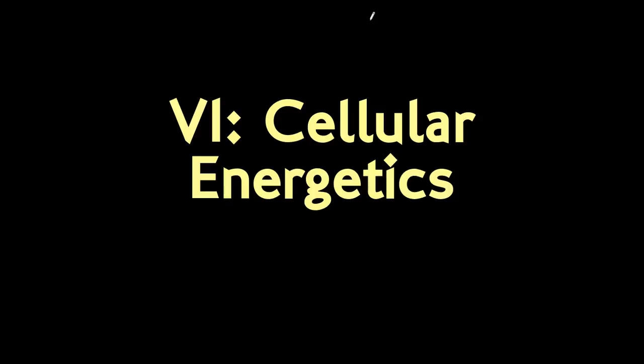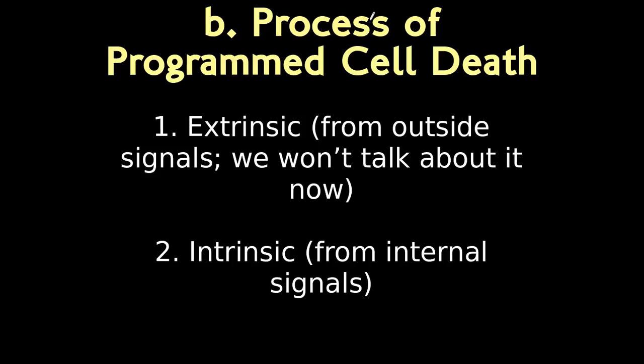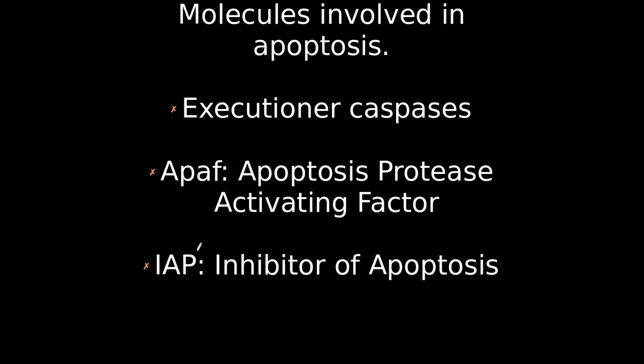So we're going to continue the conversation about apoptosis we began in class but never finished. And just a reminder, there are different kinds of apoptosis a cell can undergo. It can be extrinsic, where the signal is coming from outside the cell, and that's not what we're going to be covering now. Or the signal can be intrinsic, where internal signals are actually signaling the cell to undergo apoptosis. So let's review a couple of molecules that are involved in apoptosis.